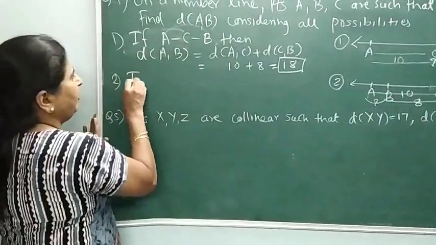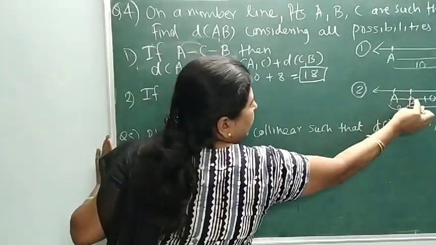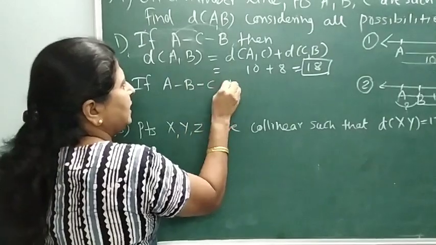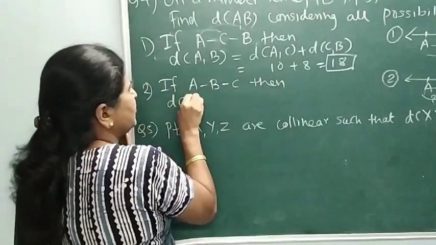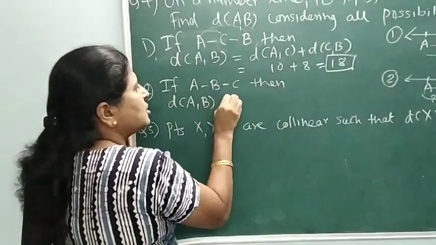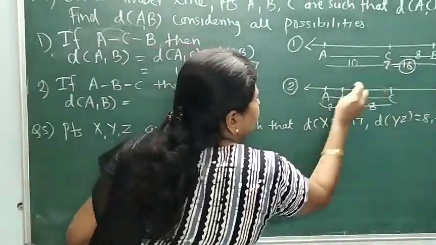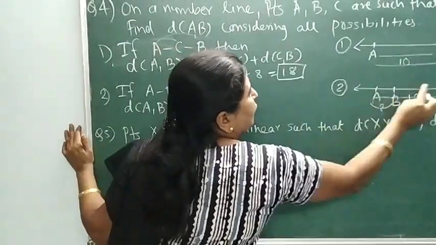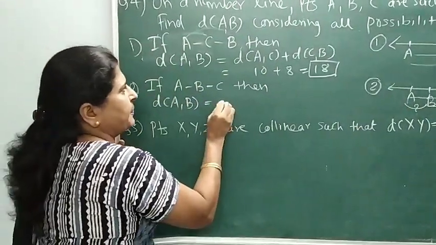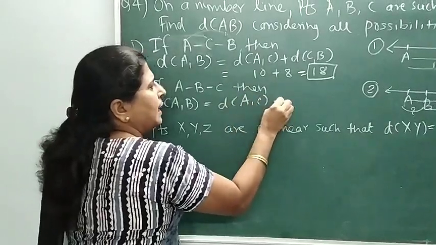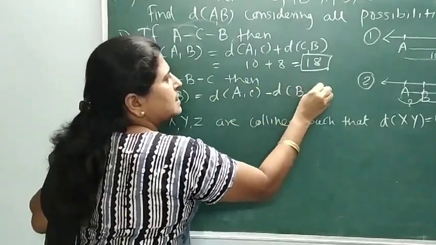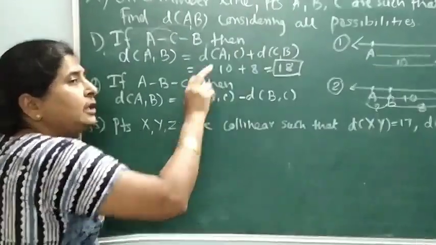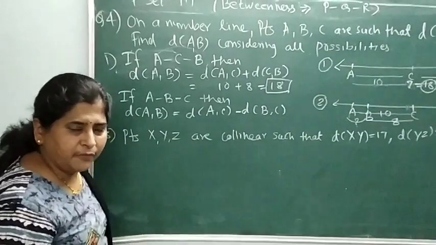So how can we write? If betweenness is A-B-C, then distance between AB, now it is not the longest distance between A and B, it is the smaller one. So we need to subtract this BC from the longest distance AC. So distance AC minus distance BC. So these figures will help you to understand whether we need to add or subtract the given distance.